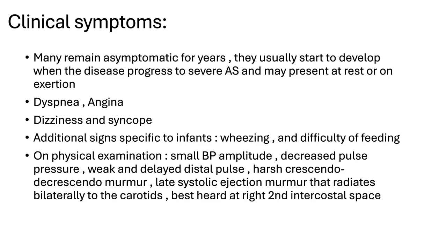On physical exam, we will have a small blood pressure amplitude, decreased pulse pressure, which is the difference between diastolic and systolic blood pressure, and weak and delayed distal pulse. On auscultation, we will have a harsh crescendo-decrescendo murmur. It's also called a diamond-shaped murmur, and it's a late systolic ejection murmur, which radiates bilaterally to the carotids, but it also depends. Sometimes it doesn't radiate. It depends also on the severity of aortic stenosis, and it's best heard at the right second intercostal space.